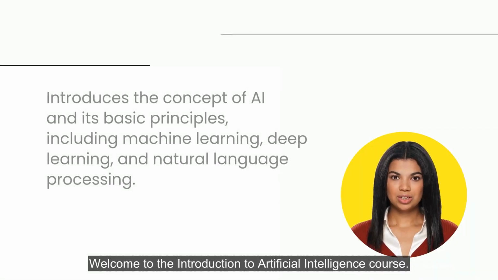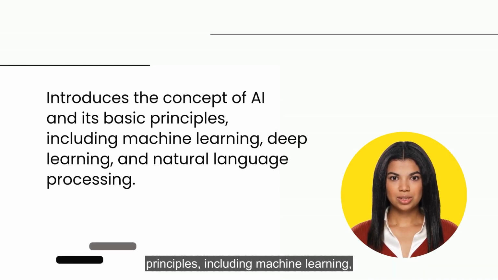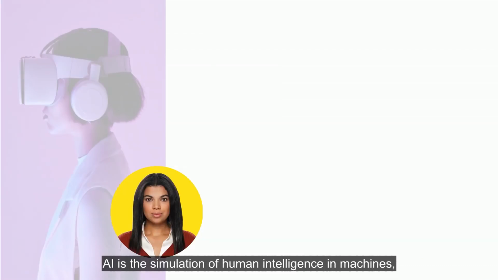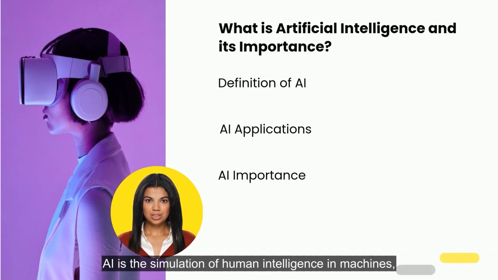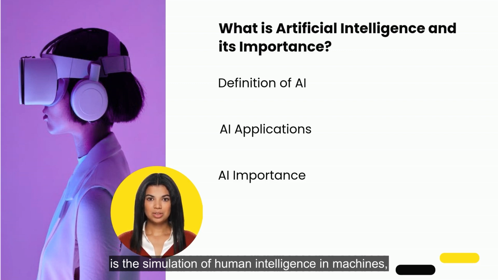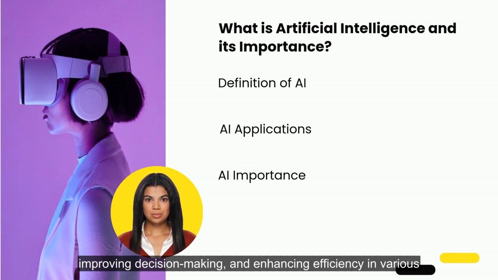Welcome to the Introduction to Artificial Intelligence course. In this chapter, we will introduce the concept of AI and its basic principles, including machine learning, deep learning, and natural language processing. AI is the simulation of human intelligence in machines, enabling them to perform tasks that typically require human cognition. It is used in various applications like healthcare, finance, and transportation. AI is crucial for automating tasks, improving decision-making, and enhancing efficiency in various industries.